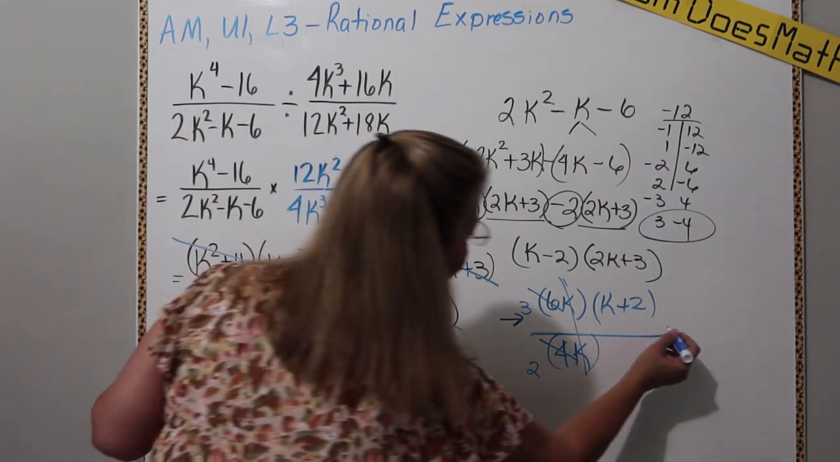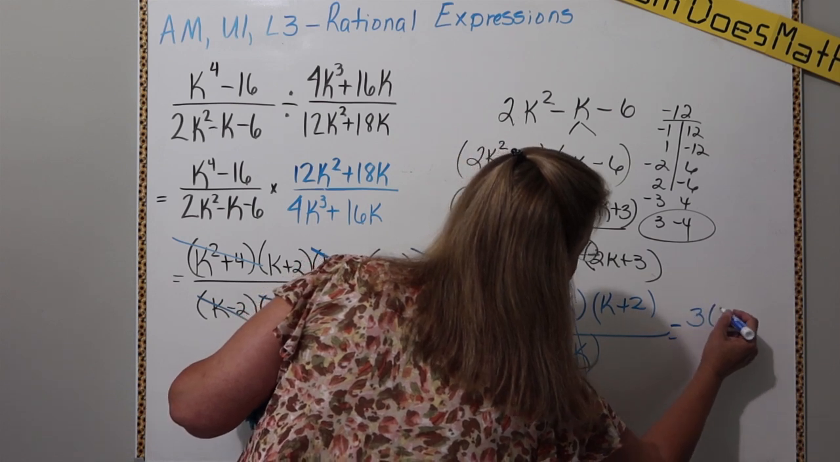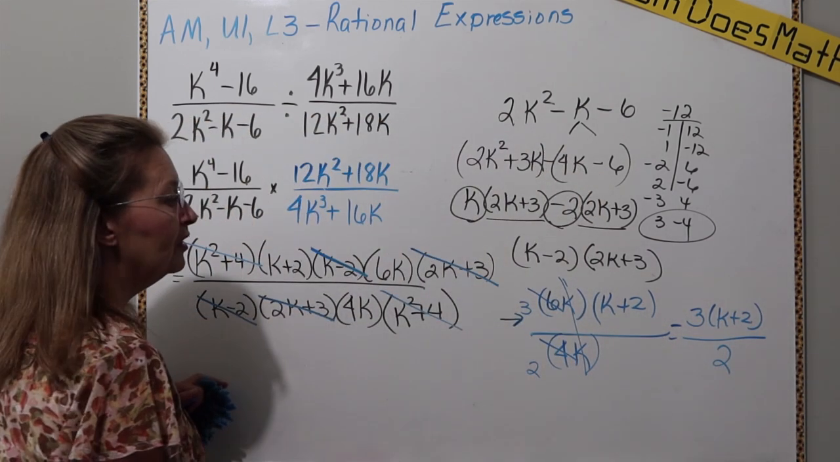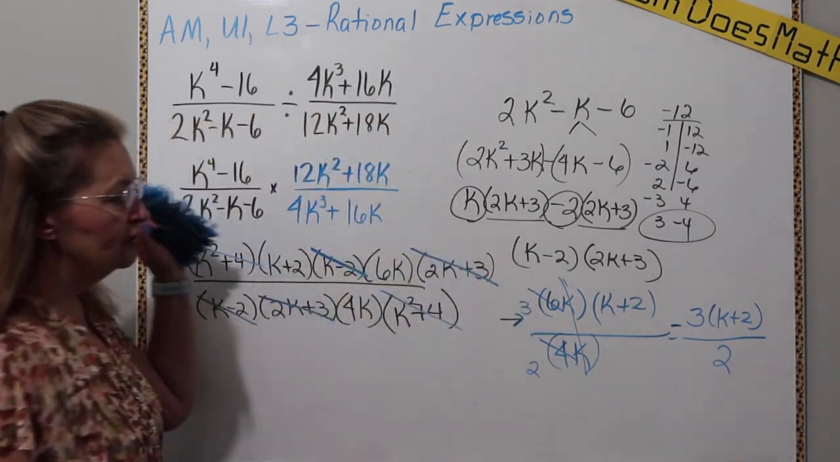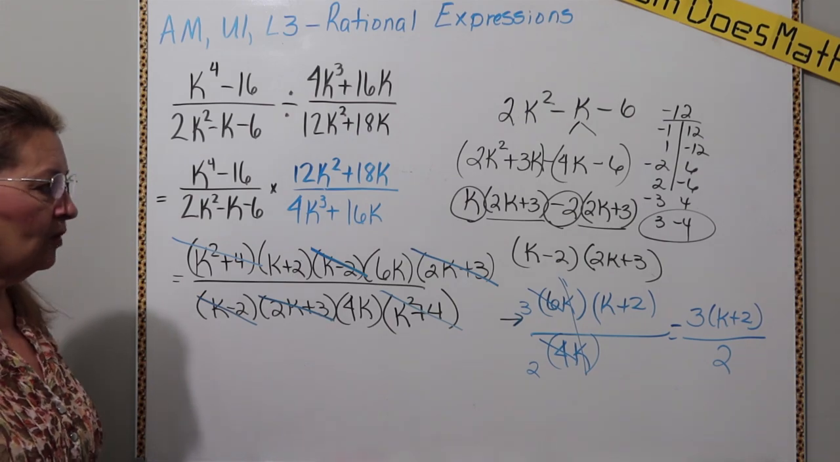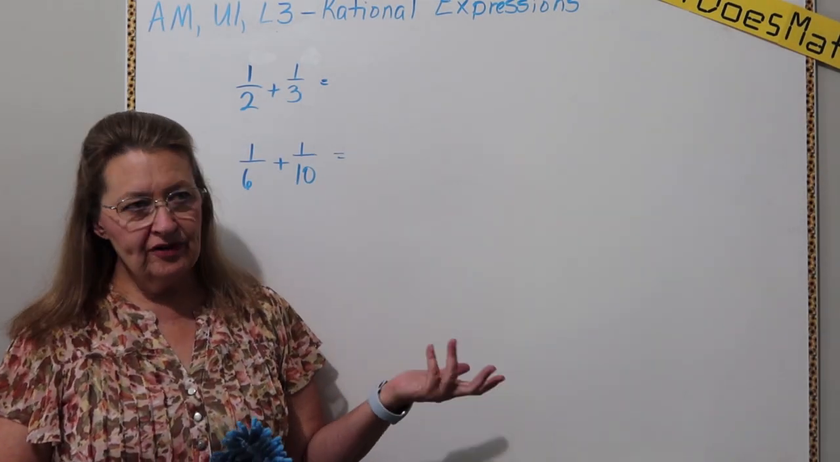So your final answer over here is going to be 3 times k plus 2 over 2. And remember, you're not going to start distributing because you spent all this time factoring. So don't undo all your hard work. Final answer right there. In the next section, we're going to look at how to add rational exponents.